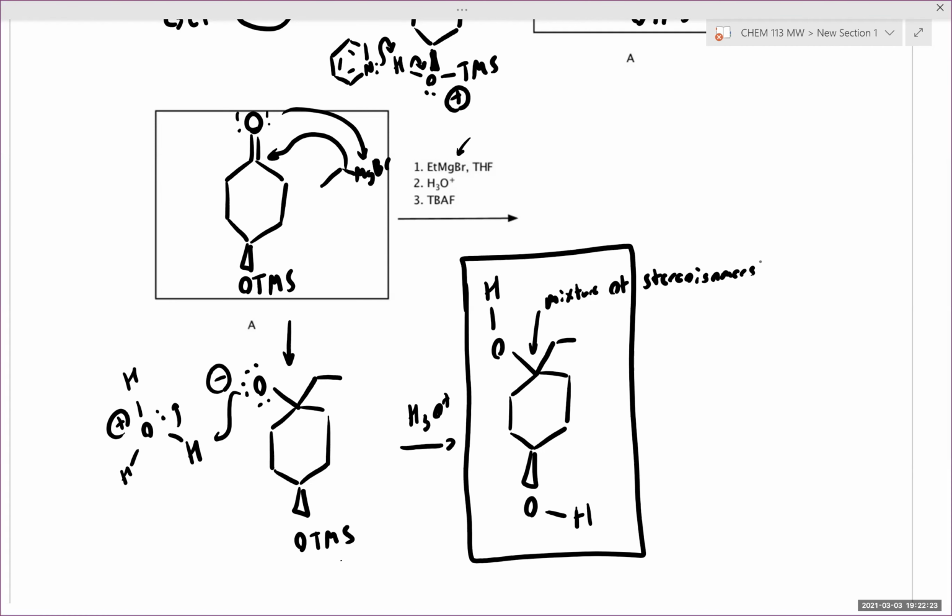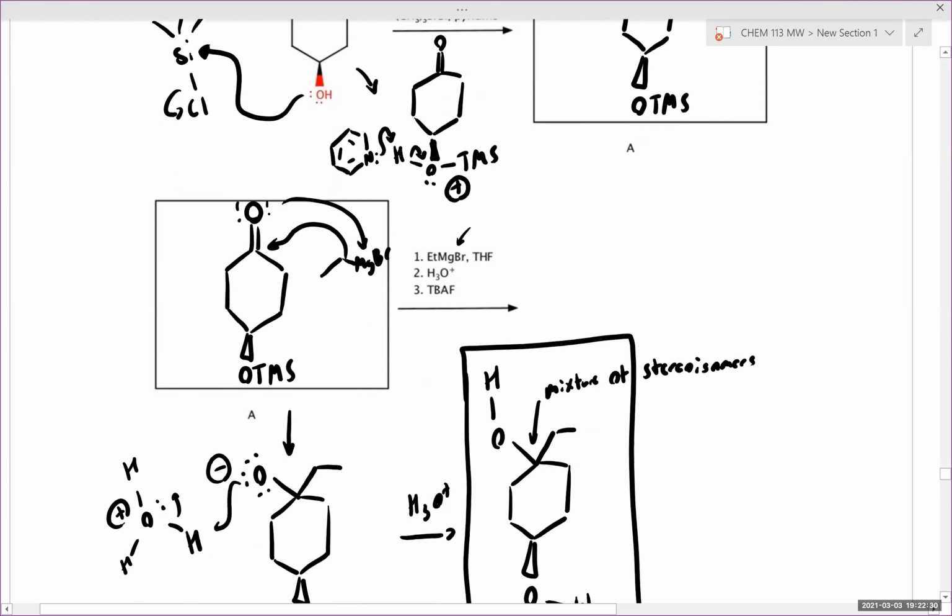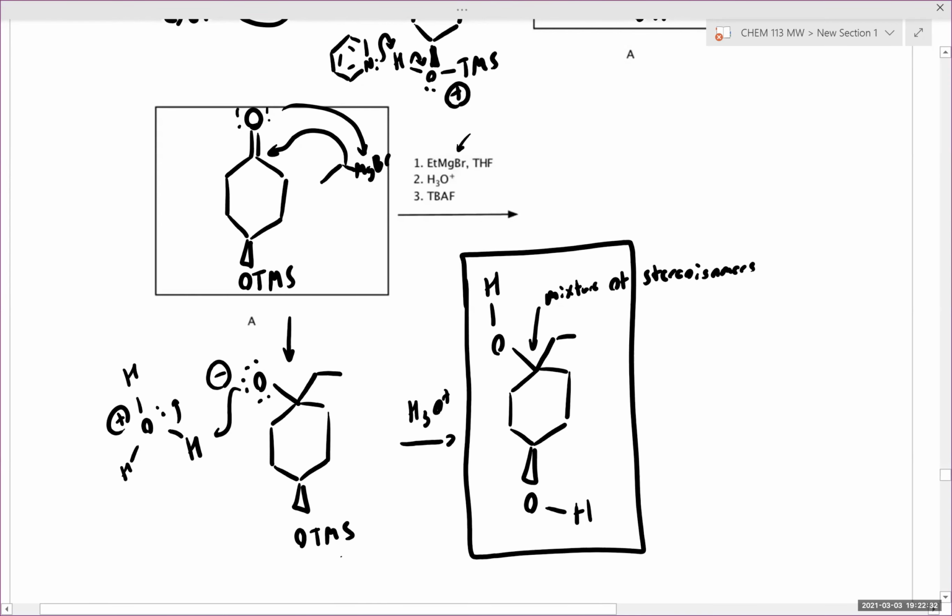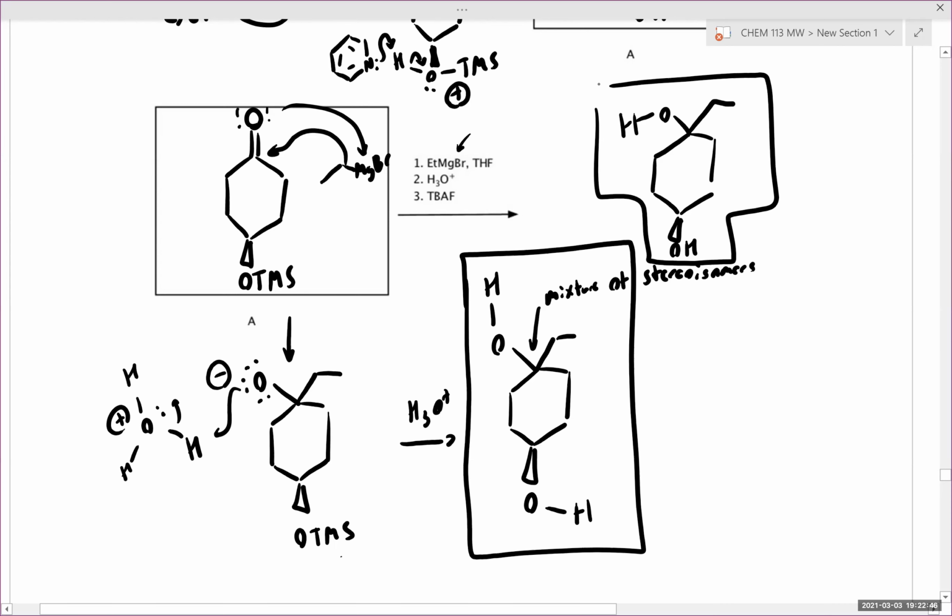So, does everyone understand why we need to use a protecting group for this sequence? And does everyone understand what's happening in this two-step reaction sequence? Does this make sense to everyone? Any questions on this example? Any questions on what each of these reaction conditions are accomplishing?